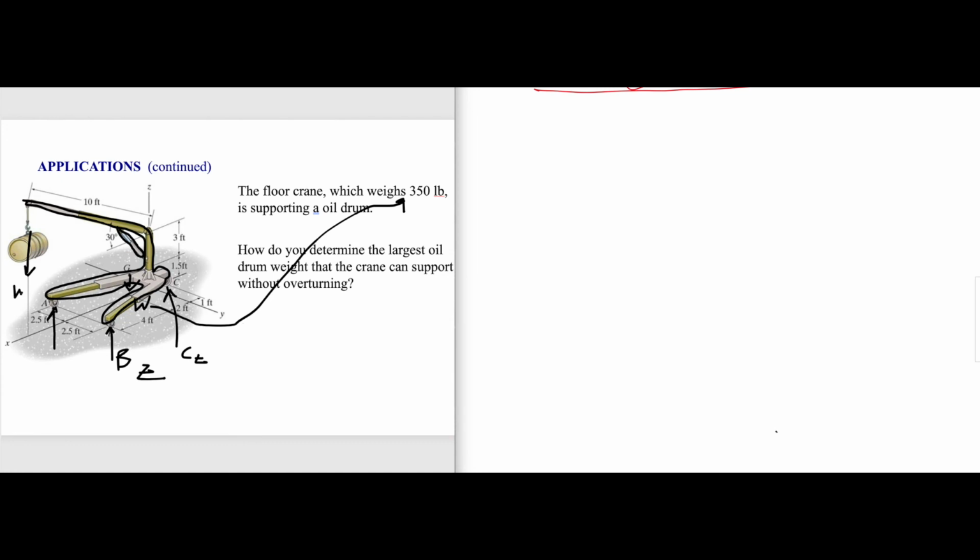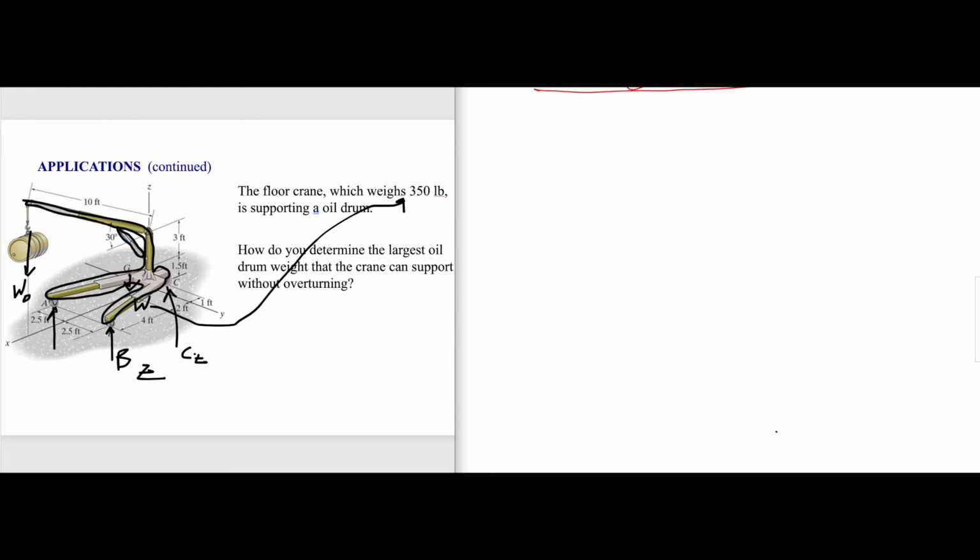So what is the maximum weight of the oil drum, WO? What is the maximum WO that it can support? How will you do this? When it is supporting a maximum weight, what happens to this arrangement? As you keep increasing W, you keep adding 1 pound, 1 pound, 1 pound slowly. Let's say there is 2,000 pounds, let's say it became 3,000 pounds. At one point, it would start to rotate, right? Or it will lift off at C, isn't it? It will lift off at C.